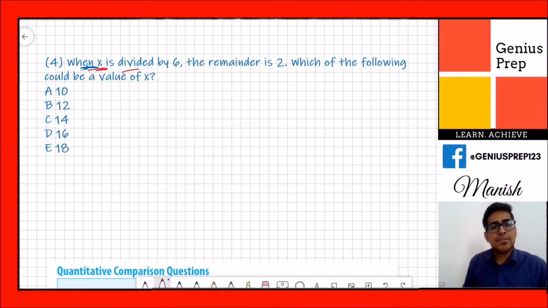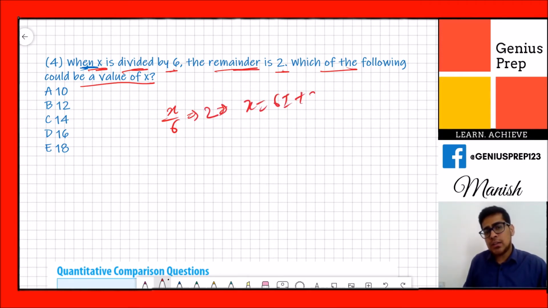When x is divided by 6, the remainder is 2. Which of the following could be the value of x? So when x is divided by 6, the remainder is 2. That means x is a multiple of 6, and then we have an extra 2. Which of the following could be the value of x?